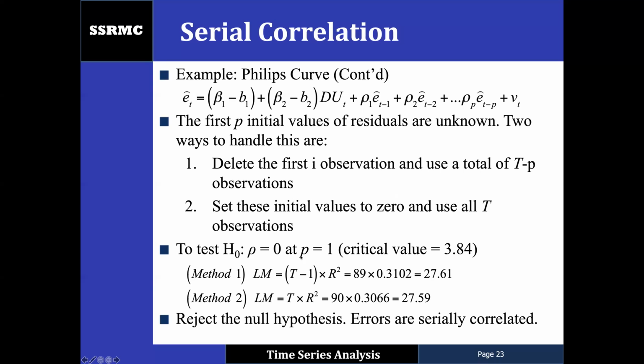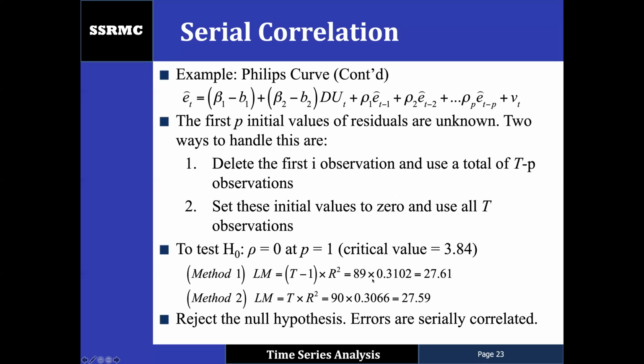Let me show you why that is, okay? So to test H0, whether rho equals 0 and P equals 1, which means we only consider first order autocorrelation, only one period ahead, the critical value is 3.84 from the statistical table. That's based on the chi-square distribution with 1 degree of freedom. And we use method 1 and method 2 to calculate the test statistics. So those R squares are from 2 regressions. One used T-1 observations, another one used the whole data set. We set the first observation to be 0.